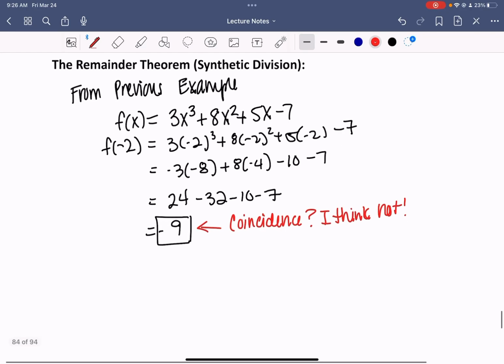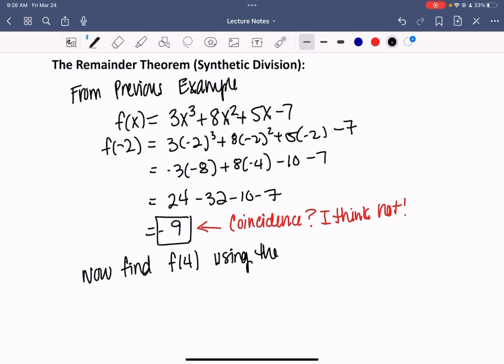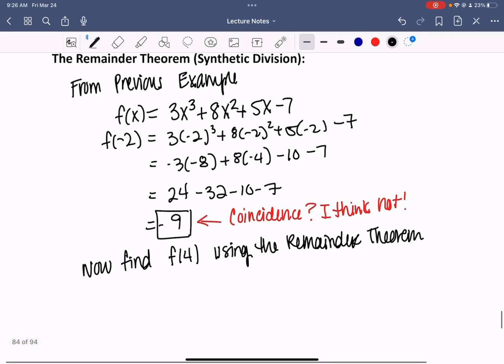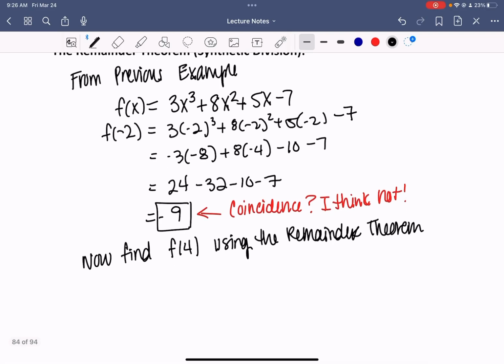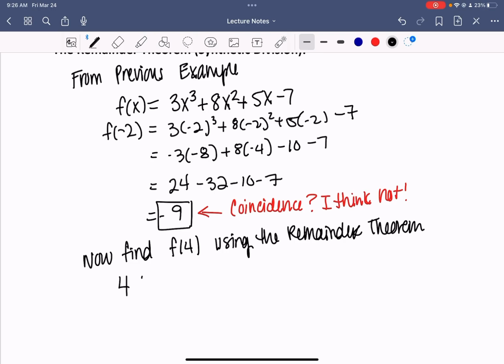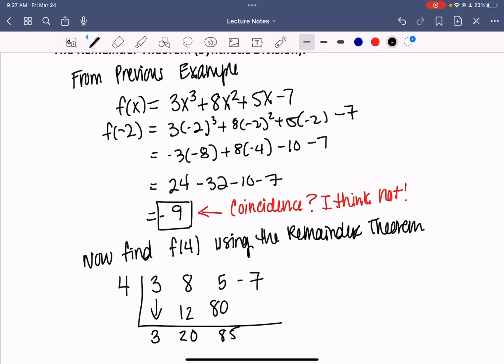So you can see that now, if I find, say, f of 4, I can do that by using the remainder theorem. Instead of plugging and chugging through all those calculations like we did on the last one, I can put 4 out front, work through my synthetic, which we've seen that as we work through that, that goes very quickly. Now, you might have to use your calculator a little bit because these numbers are getting larger.